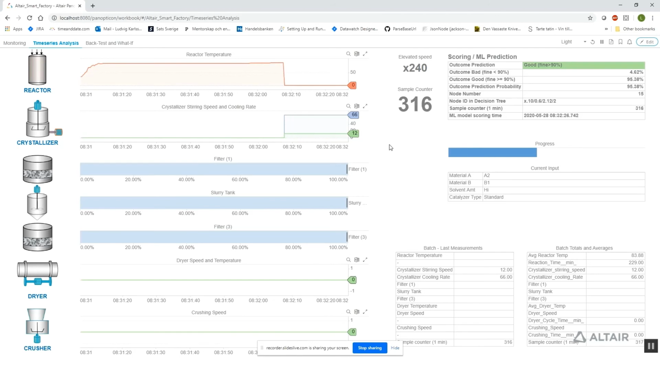The time series visualizations share a common time scale, so that when the process moves from one stage to the next, it clearly shows in the graphs.